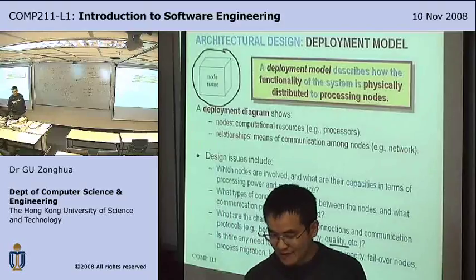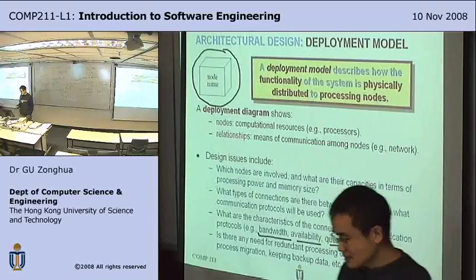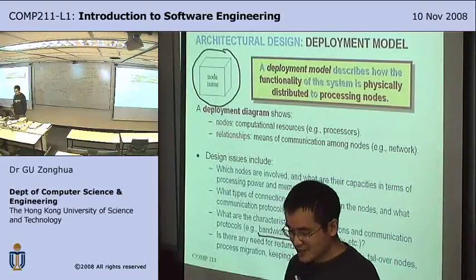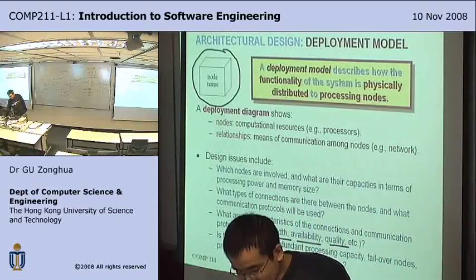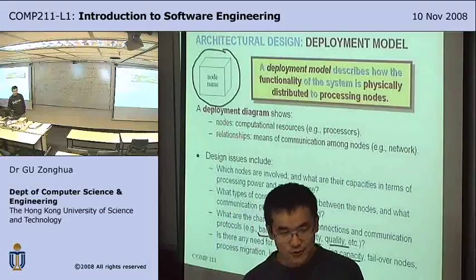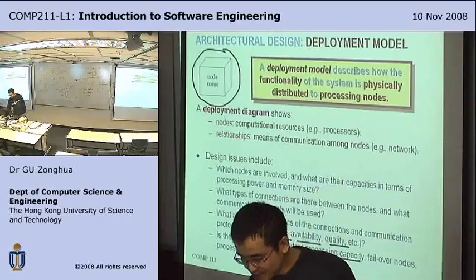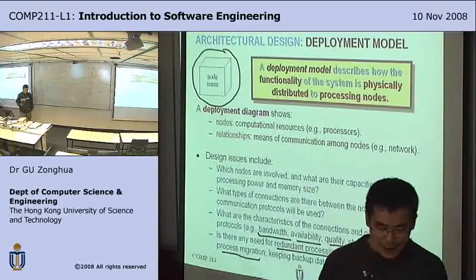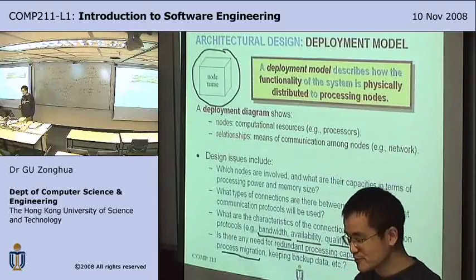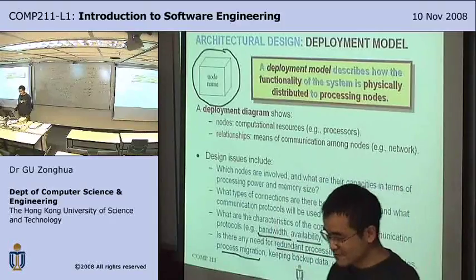Obviously, a connection based on a physical network has higher bandwidth and availability than perhaps a Wi-Fi connection. Is there any need for redundant processing capability? That is, you have redundant servers that may take over if something fails, failover nodes, and perhaps for load balancing, process migration. That is, you can migrate a process from an overloaded machine to another underloaded machine to achieve a more balanced workload and higher performance.